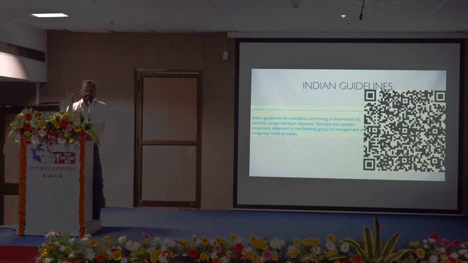Luckily for us, unlike many other countries in the world, we have a guideline on exactly when each patient should be treated. This is very good. If you scan the QR code, you'll get the PDF directly on your mobile. It's wonderful to have this, and it's a great step forward that we have taken to create this guideline for all these patients. It gives the exact timing of surgery for each lesion.